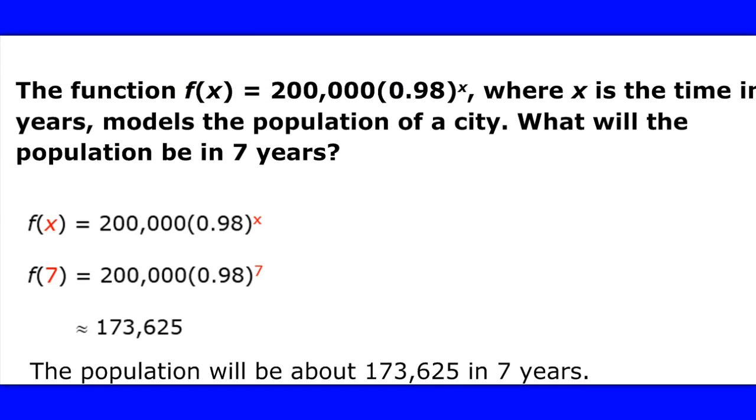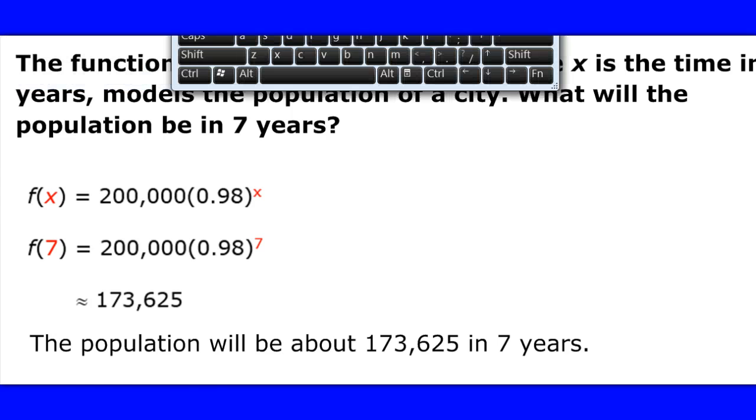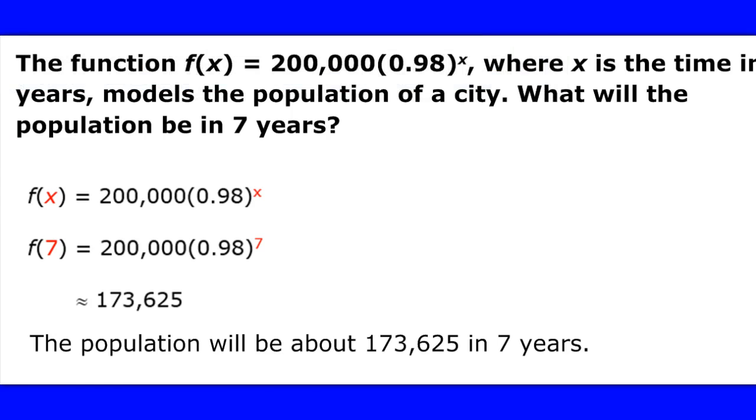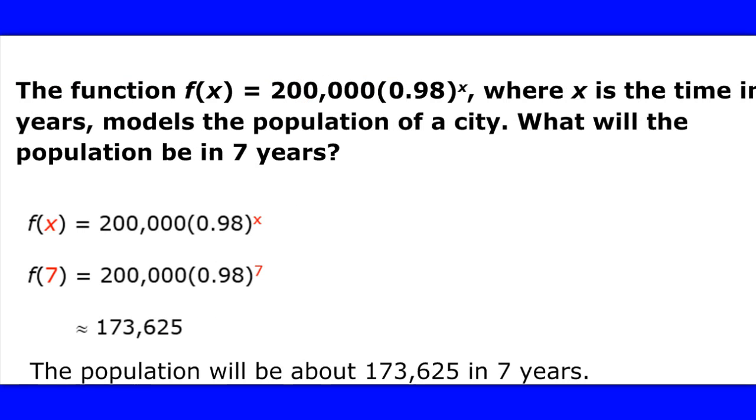Here's one, and on that last one, you saw that the money was growing. We started with $500, and we ended up with $614. So our money was definitely growing. Here it says that the population is 200,000, and it's changing like 0.98. So I'm multiplying it by 0.98 each year. And what will the population be in 7 years?